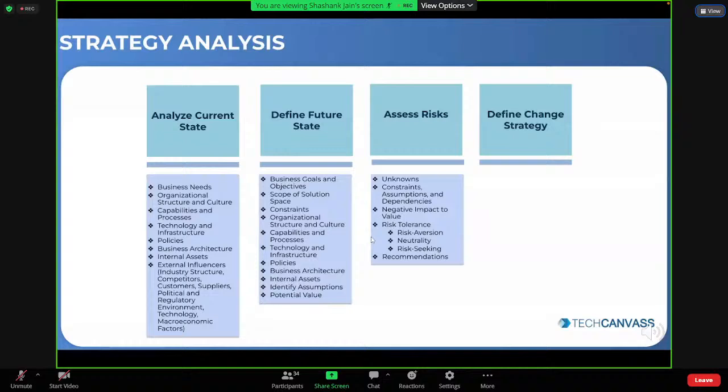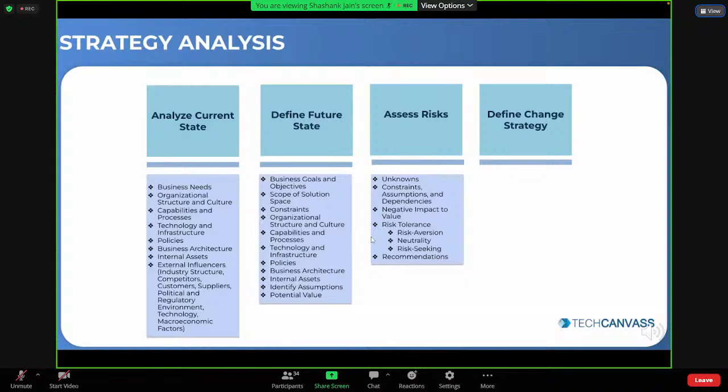There are other inputs as well, like influences, potential value, requirements, and prioritization. How to assess the risk? One of the things is that there could be some unknowns. And when there are unknowns, a BA has to collaborate with the stakeholders to assess such risks about current understanding.